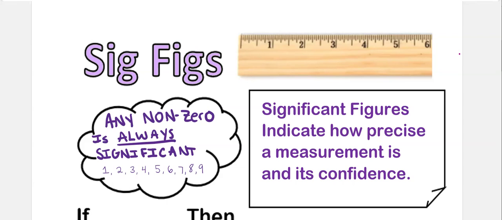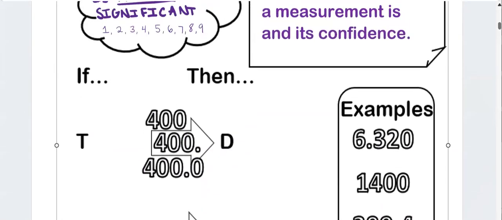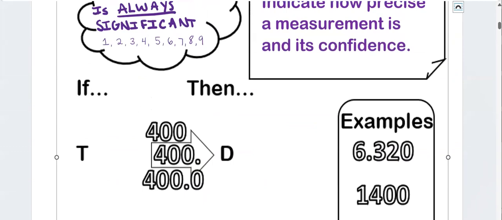The first important thing to note about Sig Figs is that anything that is not zero is significant because it was a measured value. So any non-zero digit, 1 through 9, will always be significant. Continuing with this, that means zeros are the only thing that might be insignificant. So there are a few rules that we will go over to figure out when zeros count as significant and when they don't, and what the importance of that is.